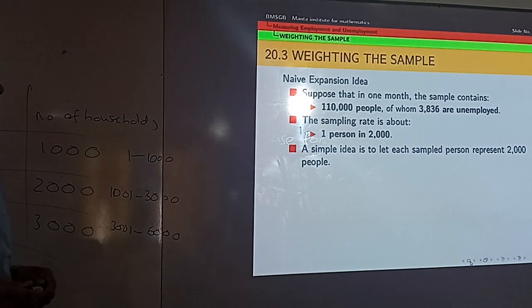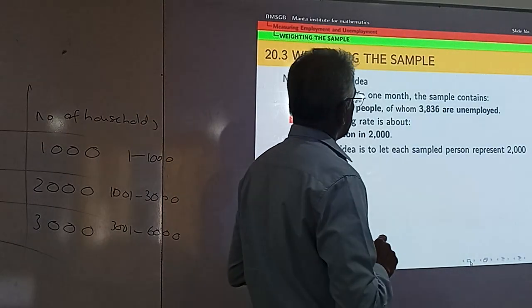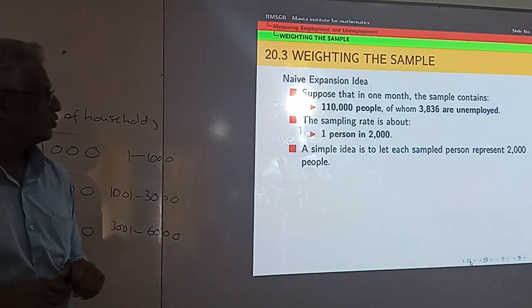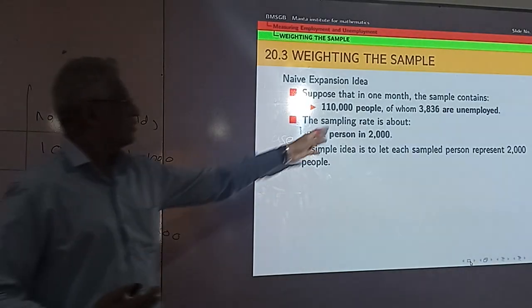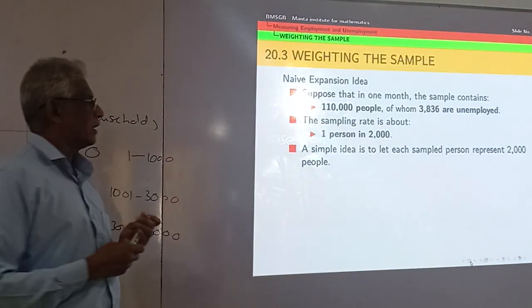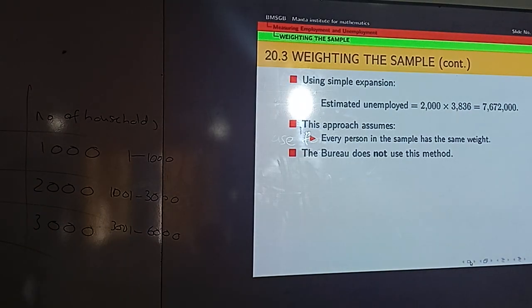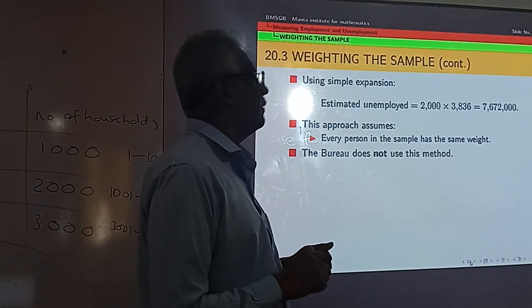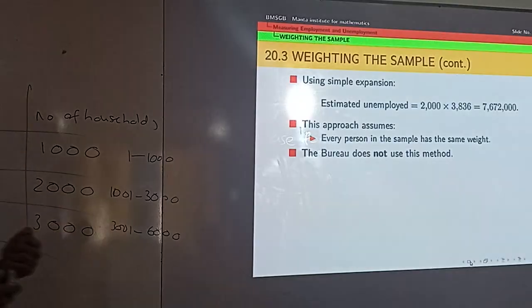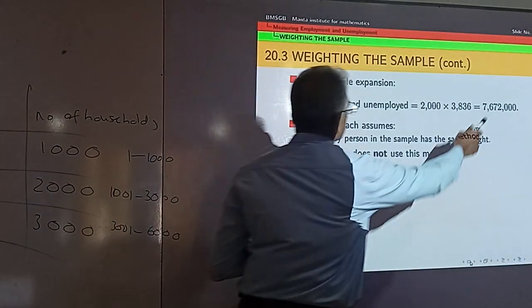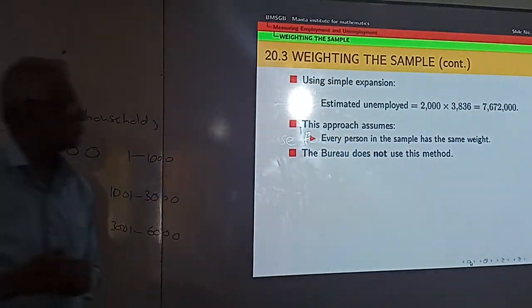110,000 people වලින් එක තමයි sample size එක, 3,836 was unemployed. So sample rate එක ගන්නවා. එතකොට population එකෙන් ගත්ත sample rate එකක් ගන්නවා. ඒ නිසා අපිට we can just calculate the total number of unemployed people in the whole population. So මේක තමයි එතන නියම ගත්තොත් එන උත්තරේ.